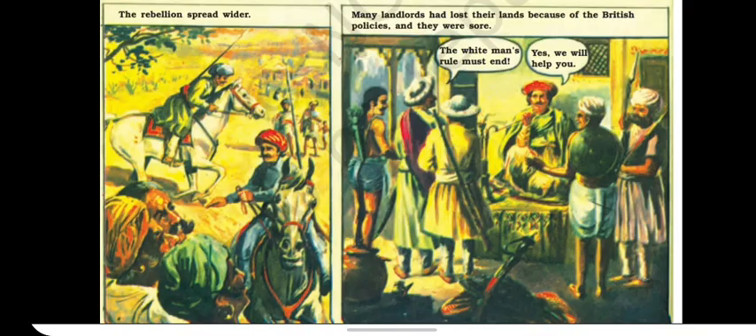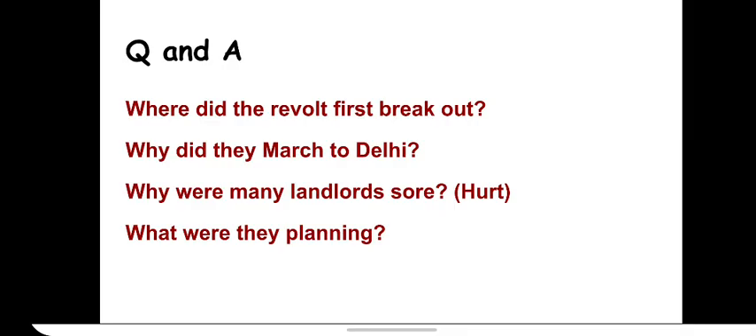The rebellion spread wider now because they started from different areas like Meerut, Delhi, and then it started spreading all across India. Many landlords had lost their lands because of British policies, and they were badly hurt. The reason is clearly there. The white man's rule must end. Yes, we will help you. So the majority of Indian people started protesting and revolting against the British Raj. So here you can pause the video again and think of answers.